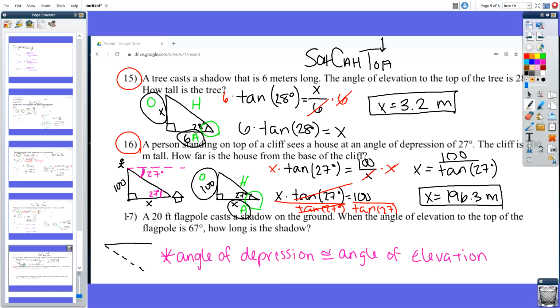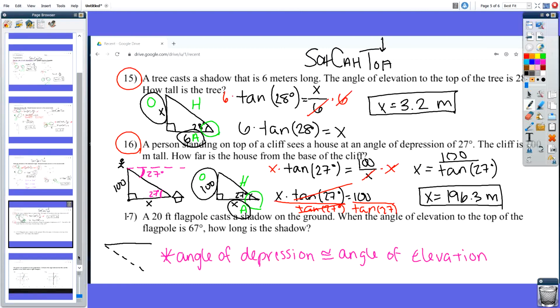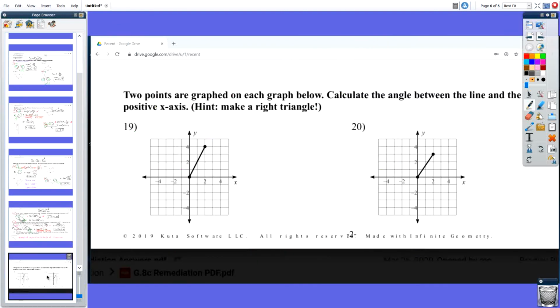All right, so the last thing that we are going to go over is these graphing problems here. So we're going to just go over number 19. So 2 points are graphed on each graph below. You can see that there and there. We want to calculate the angle between the line right here and the positive x-axis that's right here.